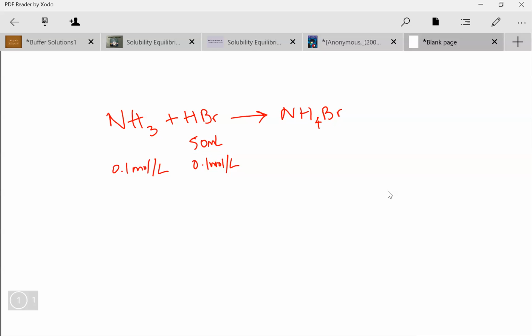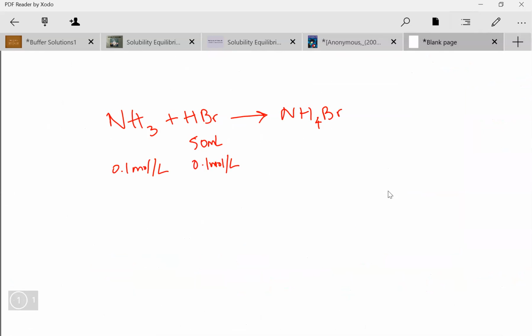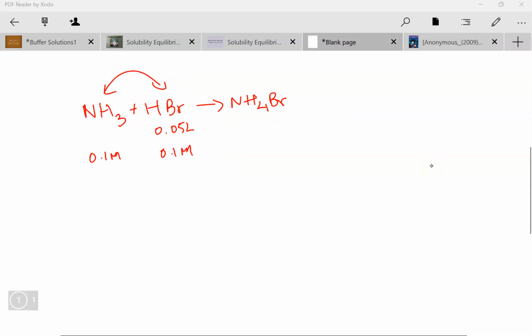Ammonia. So the key here is we are determining the pH at equivalence point. Equivalence point is where number of moles of acid equals number of moles of base. And therefore, we can automatically figure out that this volume of ammonia also has to be 50 milliliters. Okay, sorry, the app closed or whatever. Technical difficulties, let's say. But we're going to continue right where we left off.